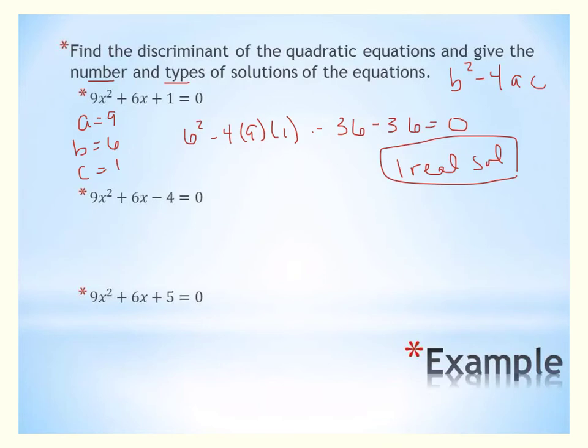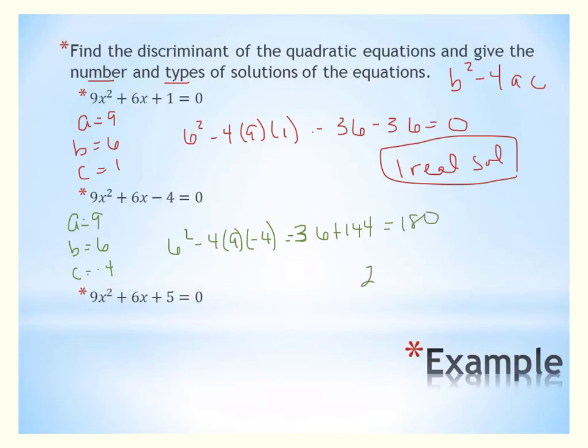So the next one, a is 9, b is 6, c is negative 4. So we're going to have 6 squared minus 4 times 9 times negative 4, which is 36. And then negative 4 times 9 times negative 4 is plus 144. And that is a positive number, and it's actually a positive 180. So this is going to have 2 real solutions. Okay, and I am going to be looking to see that you have the discriminant as well as the 1 real, 2 real, or 2 imaginary. So make sure you have the work as well as the answer.